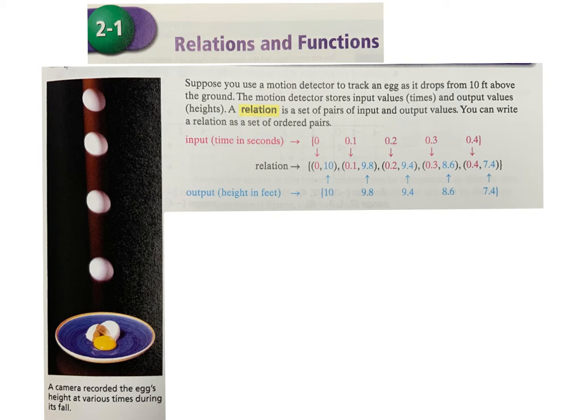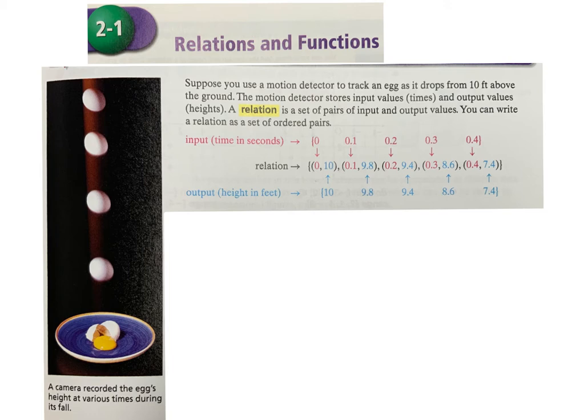When you think about the word relation, it is just a set of values, just like you did with those coordinate pairs. Input, output, all right? A relation does not have any special restrictions on it. It just means that it's going to have an input and an output. The example that they give you is dropping this egg here. This relation is seconds to height, how high up the egg is.